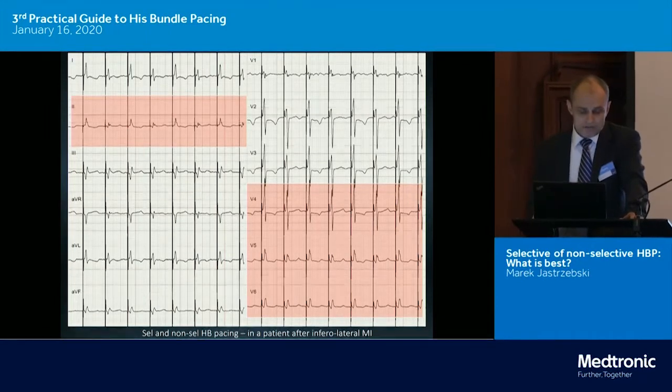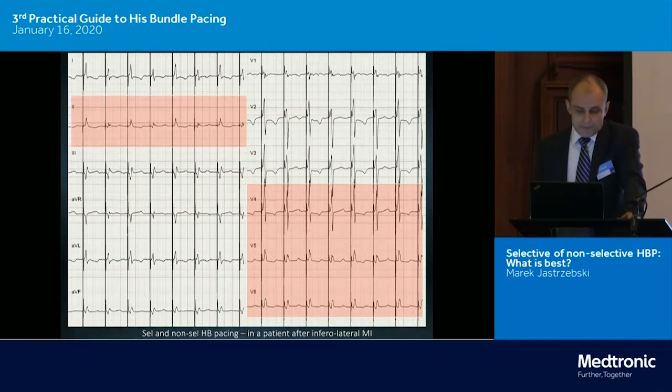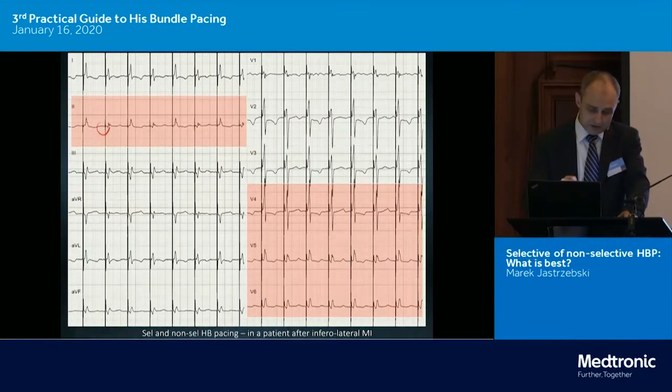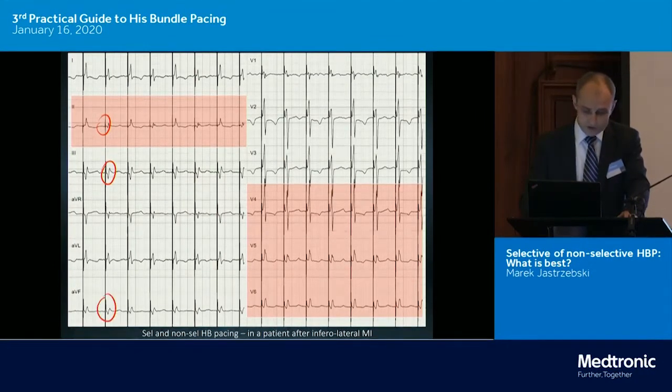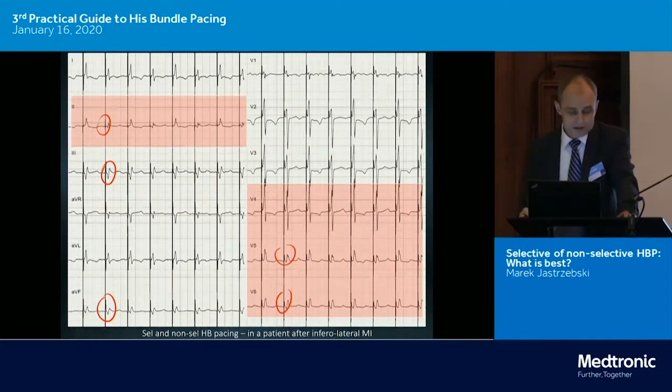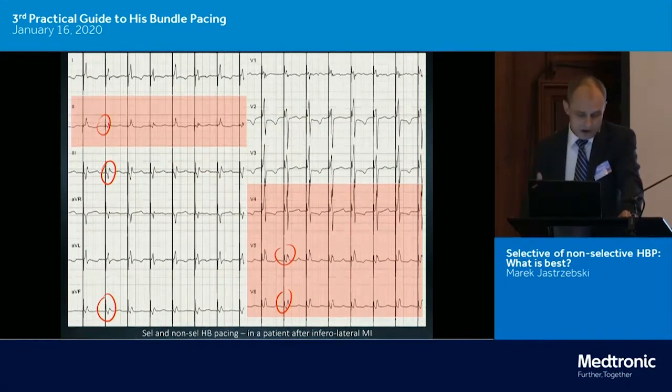And one more thing. This is a patient who had, for many years, RV pacing and absolutely no sign of old myocardial infarction in his ECG. But when he was upgraded to His bundle pacing, it became obvious that he had pathological Q waves here, here, here, here, and here during selective pacing. He indeed did suffer myocardial infarction, and that is diagnostically obvious during selective capture.